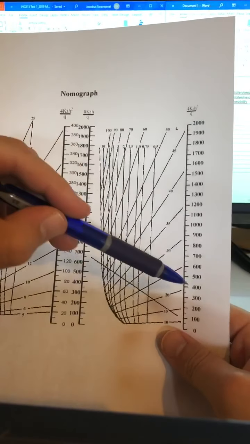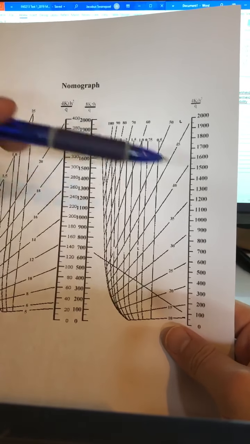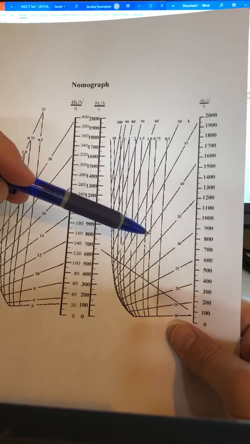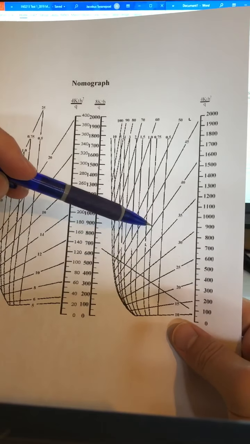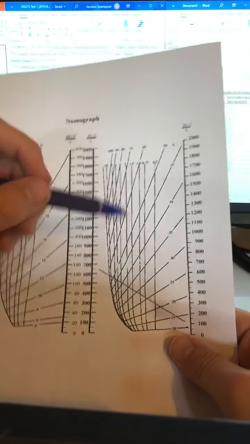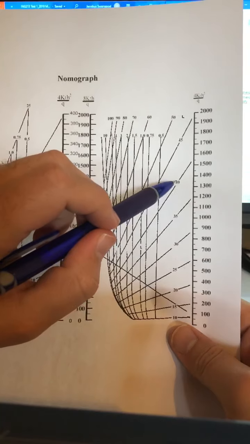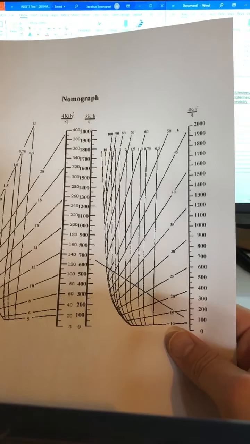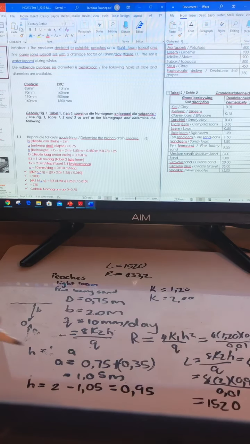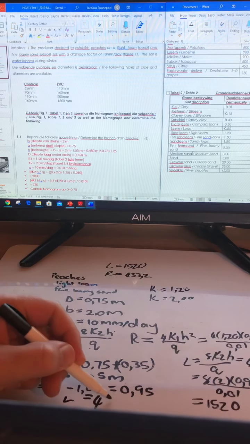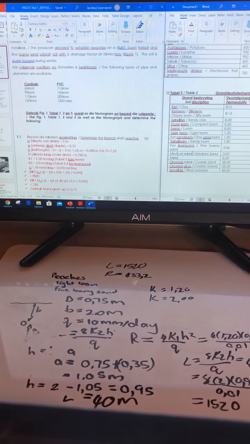And wherever this line that you drew across from your left hand side to the right hand side intercepts this line, that's where your line spacing is. So I said that that was the line where it intercepted, and so you can see the value 40 being displayed. So that means that your line spacing or your drainage spacing L would then be 40 meters. And so that is how you calculate the spacing of your drains.